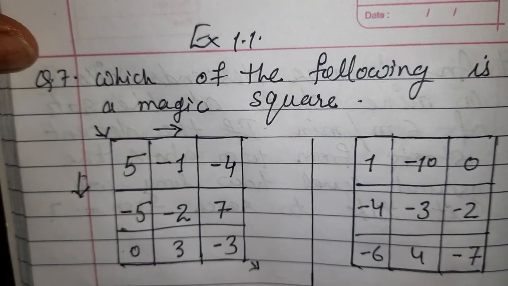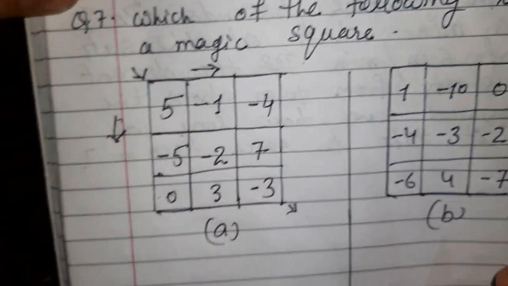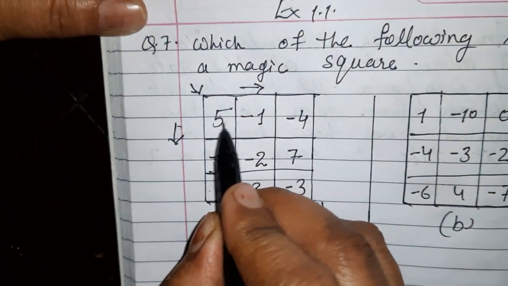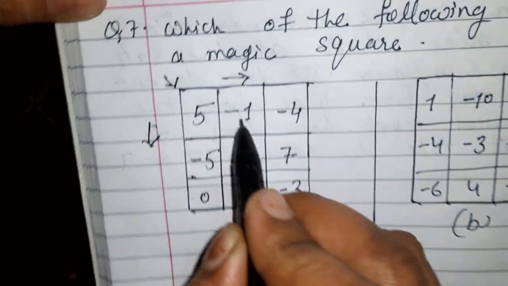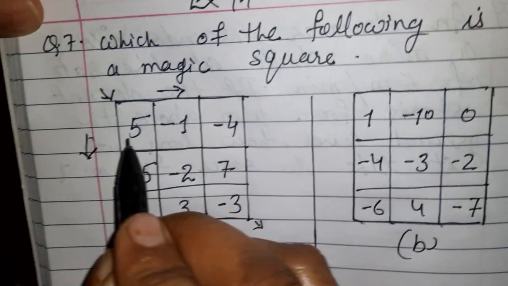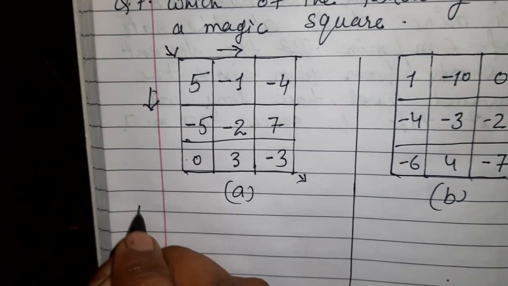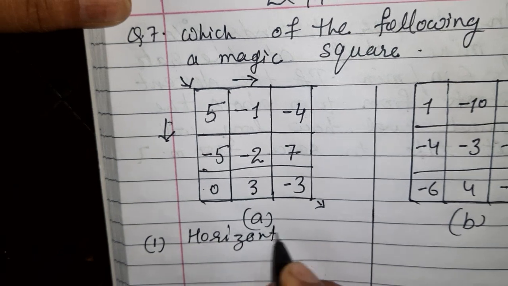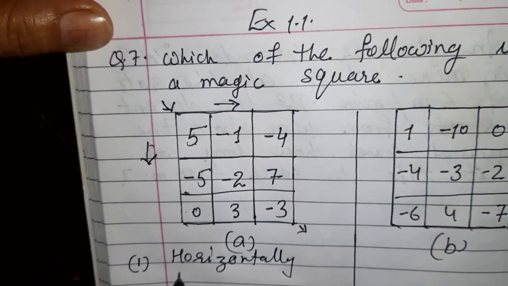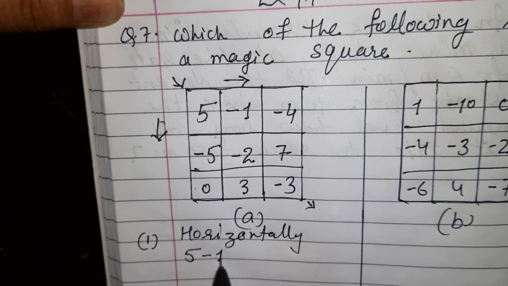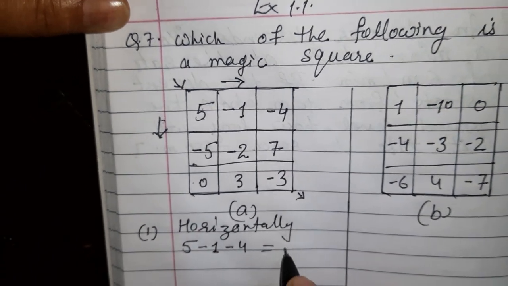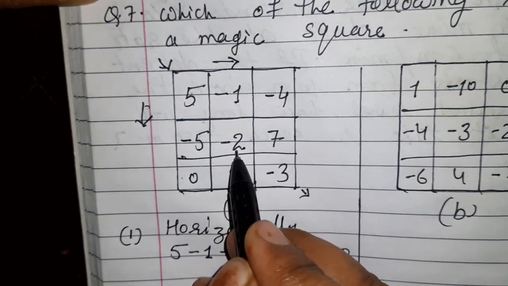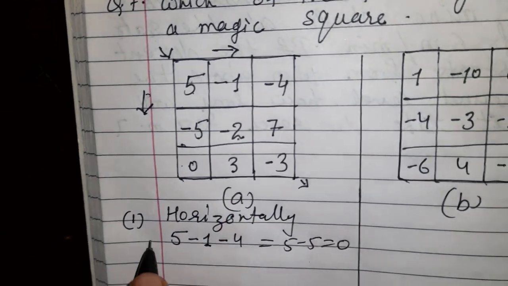See, this is the first, A, and this is B. To find which one of these two is a magic square, first you add horizontally. Horizontally means 5 plus minus 1 plus minus 4, that is equal to 5 minus 5, 0. Then again add minus 5 minus 2 plus 7. So this is the first.